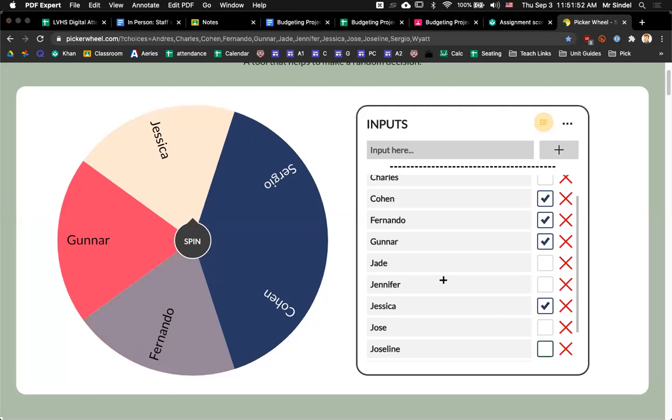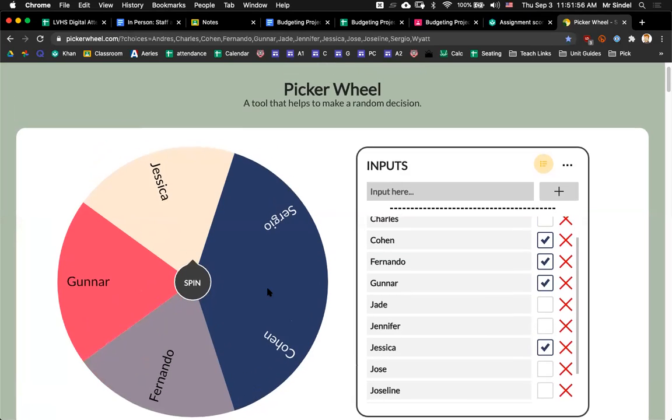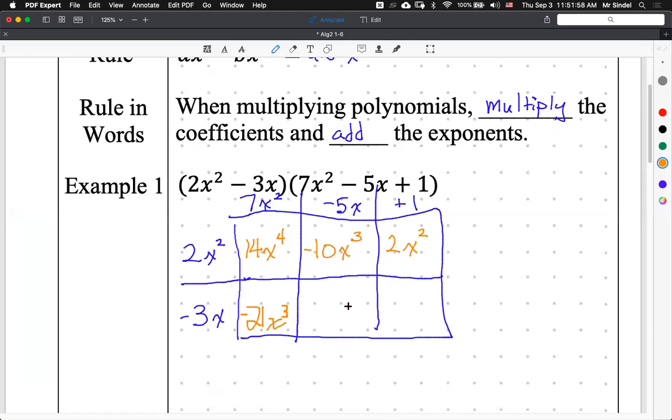Someone that hasn't participated, that means I'm talking to Gunnar, Fernando, Cohen, Sergio, Jessica. Someone of you do this next cell. I don't know who that is with their hand raised and map in the background. Is that Jessica? Yeah, that's me. Okay, can you also move your camera down so I know who it is? Yeah, Jessica, go for it. Would that just be 15x? 15x to the power of 1, or what power?